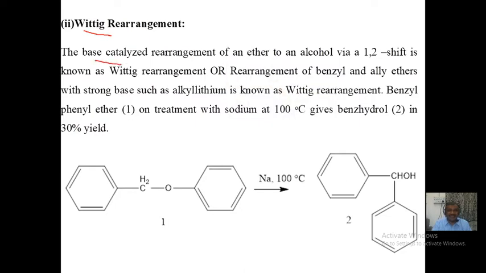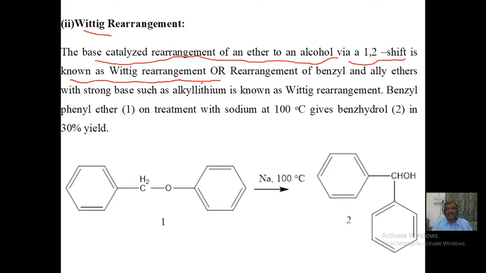So it is a base catalyzed rearrangement of an ether. Friends, the starting material is an ether, and it goes to an alcohol. So what is the identity of the Wittig rearrangement? It is the base catalyzed conversion of an ether to an alcohol via a 1,2 shift, which is known as the Wittig rearrangement, friend.